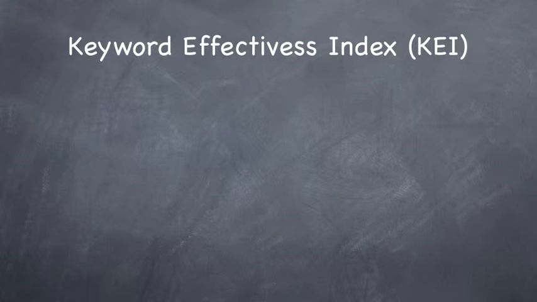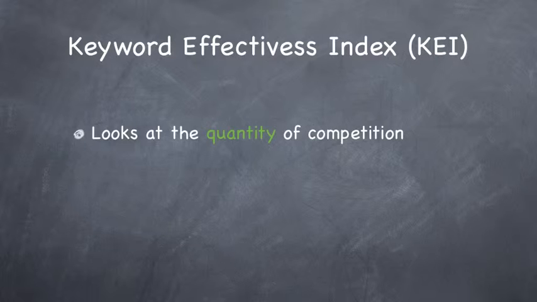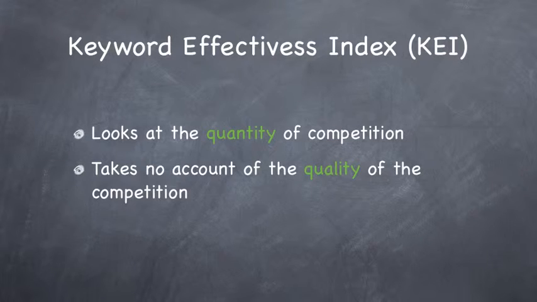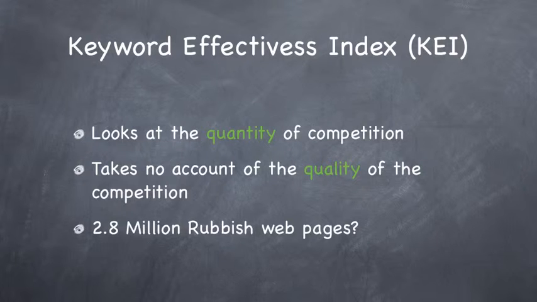I also talked about Keyword Effectiveness Index, or KEI, which is a formula for calculating niche search terms, if you like. Now, this again looks at the quantity of the competition, not the quality. It has no bearing on the quality of these pages that are returned in the Google search engine results. So, for example, there might be 2.8 million competing web pages for your search term, but if they're all rubbish web pages in Google's eyes, then that doesn't mean that there's a lot of competition out there. It might still be possible to rank quite easily for it. So we need to have a look at the quality.